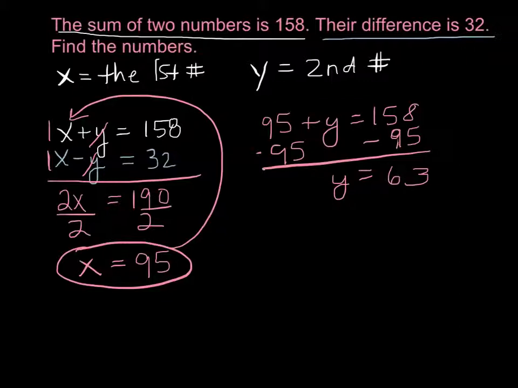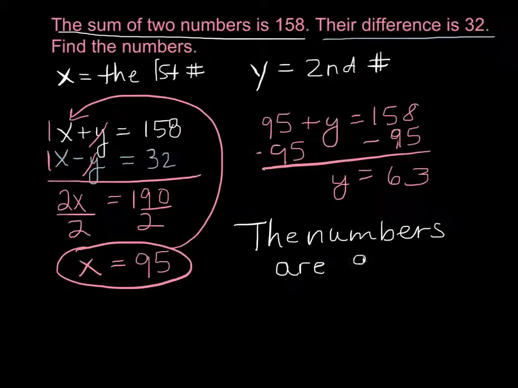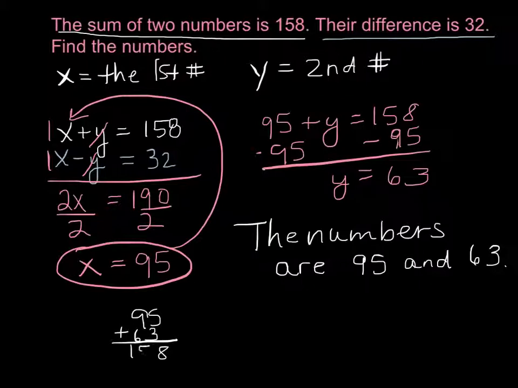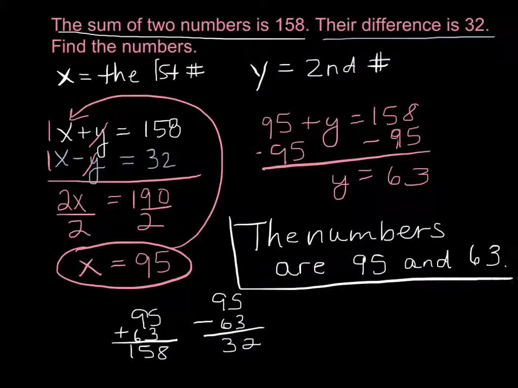And then remember, because I'm mean, I'm going to make you write a sentence at the end. So the numbers are 95 and 63. Now I would make sure they make sense before you say that's the answer. So 95 plus 63 is 158, so their sum is 158, and their difference, 95 minus 63, is 32. So we did it. There's our answer.